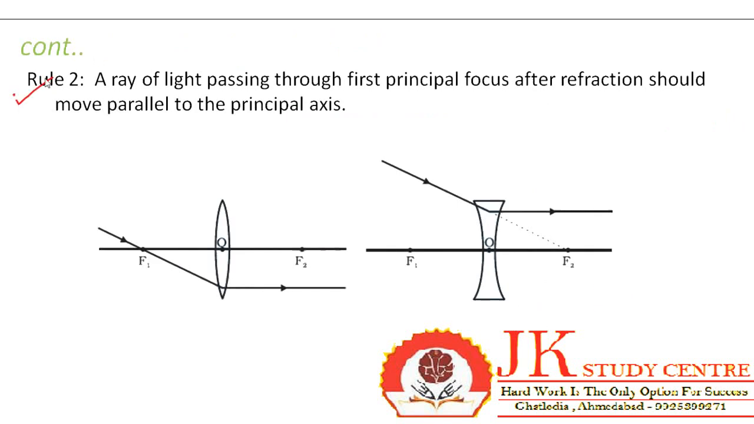Now let us look at the next rule. Rule number 2 says a ray of light passing through the first principal focus, after refraction, should move parallel to the principal axis. These laws are exactly similar to the laws which we studied in case of spherical mirrors. Here the incident ray passes through the first principal focus, so after refraction it goes parallel to the principal axis. Similarly here, the ray of light falls on this lens and passes through this principal focus F2. In convex and concave lens, your first and second principal focus get reversed. In this case, if it passes through the first principal focus, here it will appear to pass through the second principal focus. So after refraction it goes parallel to the principal axis.